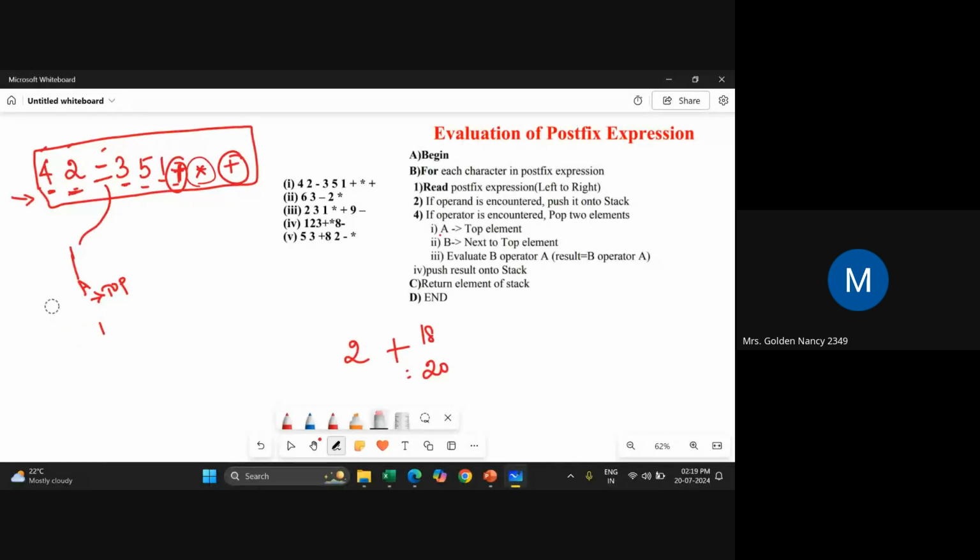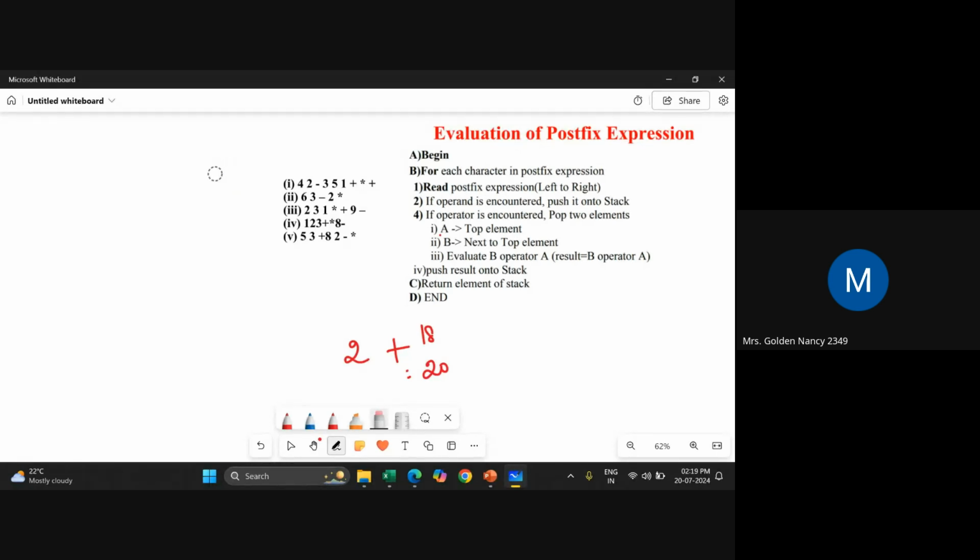Sometimes you will get an infix notation along with the values. At that time you have to convert from infix to postfix. Then you have to apply the values for each element. Then you get the right answer. So I'll help you with another example. It's a simple sum: 6 3 minus 2 star.